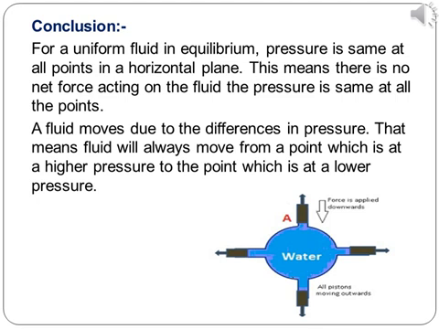In a fluid which is in equilibrium, the pressure is the same at all points in a horizontal plane. This means that there is no net force acting on the fluid. The pressure is the same at all the points. A fluid can move only due to a pressure difference. It means that fluid will always move from a point which is at a higher pressure to another point which is at a lower pressure.